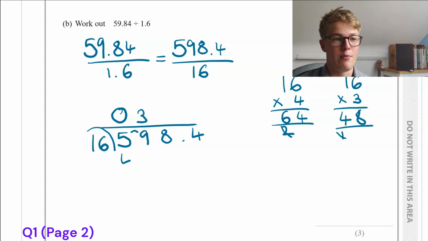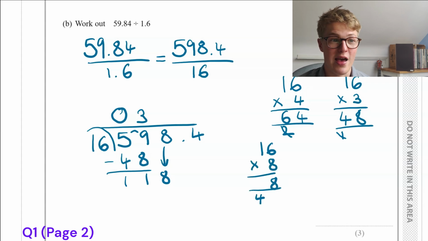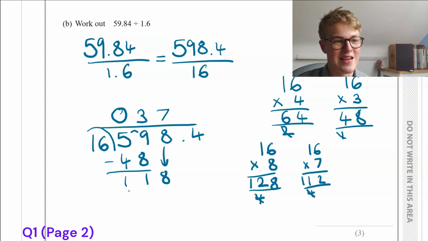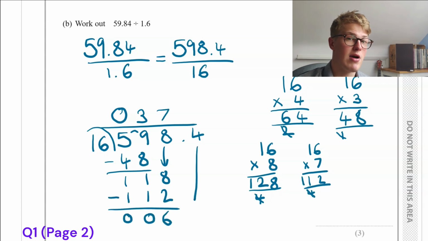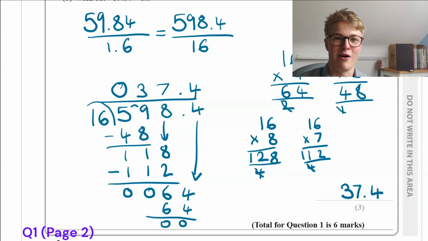So we have 3, and then we do 59 minus 48, and we get 11. We then drag down the 8, so we're looking at 118, and we can see that if we do 16 times 8, we get 128, which is too big. So we do 16 times 7, and we get 112. 118 minus 112 is 6, and then we drag down the 4 and we have 64, and then remember from earlier that's just 16 times 4, so we have 37.4 as our answer.